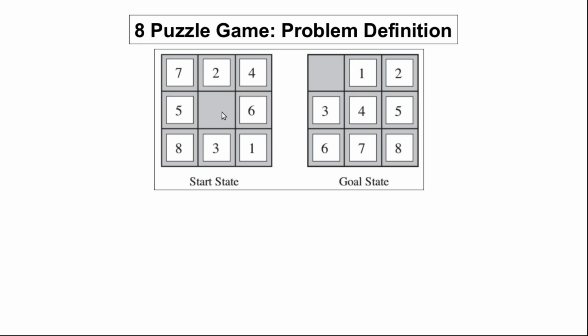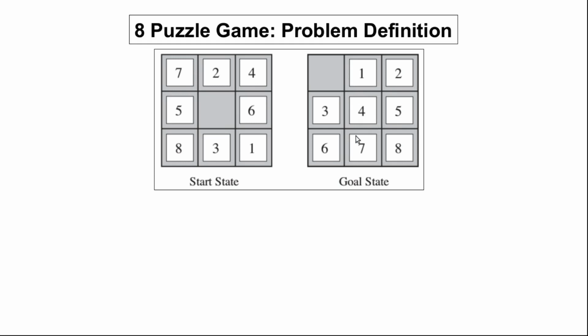The same thing we can view as the empty square is moving to the right, the empty square is moving to the left, the empty square is moving upward, and the empty square is moving downward. And by performing these actions, we want to reach a state where all the tiles are in sequential order. For example, 1, 2, 3, 4, 5, 6, 7, 8. So this is our goal state.